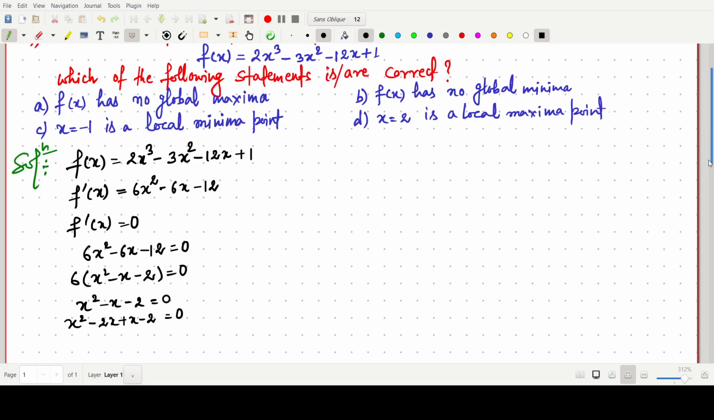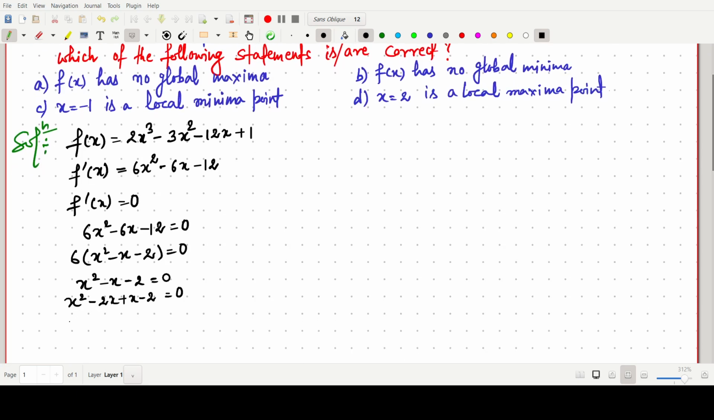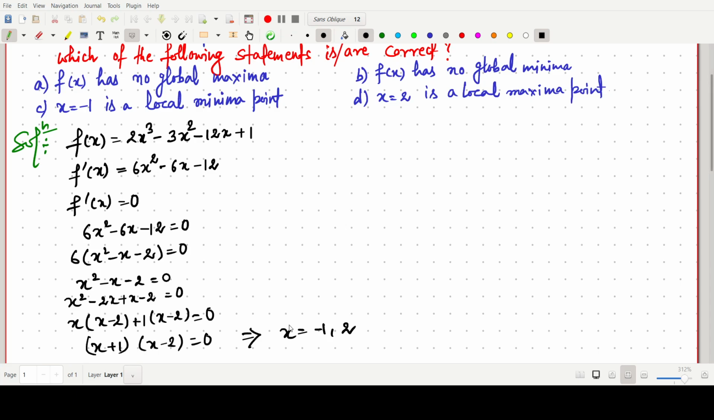Then we have to find the roots. Taking x common, x(x - 2) + 1(x - 2) = 0. I am doing each and every step. So it should be (x + 1)(x - 2) = 0. So the critical points are x = -1 or x = 2.